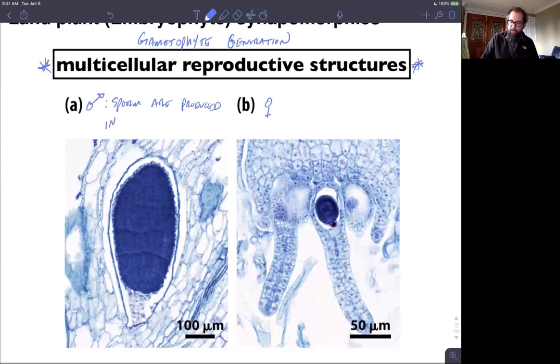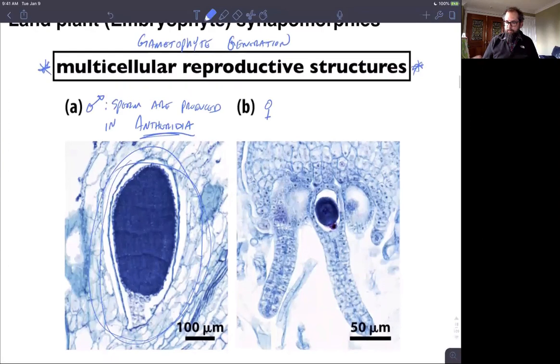On the male side, we have sperm that are produced inside of what we call antheridia. This is an antheridium that's depicted here. This is the multicellular reproductive structure for the male. All land plants have this. In a couple of groups it's been reduced, but it's clear that this came from the multicellular antheridia.